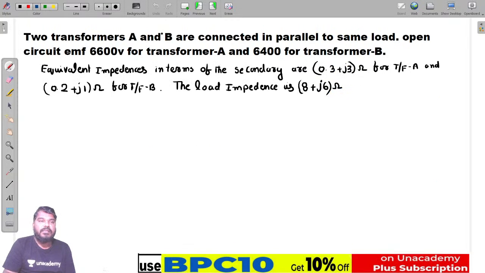Okay, now can you solve this question? Two transformers A and B are connected in parallel to the same load. Open circuit voltage of transformer A is 6600 and for transformer B it is 6400. Equivalent impedance is in terms of the secondaries. Okay, solve this question yourself. It is like a homework problem.